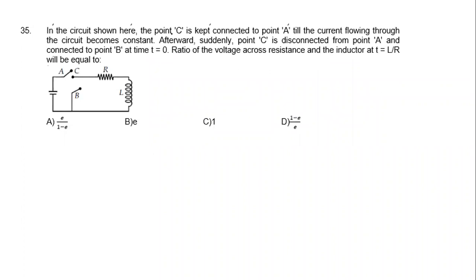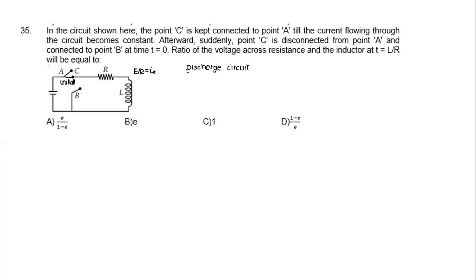Next, the circuit's point C is connected to point A. Initially, in this case also, this is the initial state. It is connected for a long period of time, so the circuit becomes constant. When the circuit becomes constant, the current will be equal to E by R. That's the current I naught flowing. Then suddenly point C is disconnected from point A and connected to B. Again, it's a question of a discharge circuit.